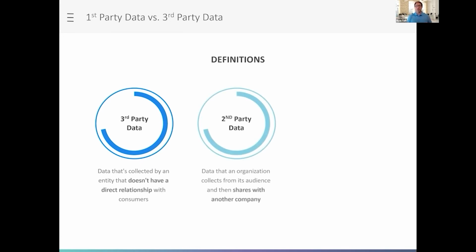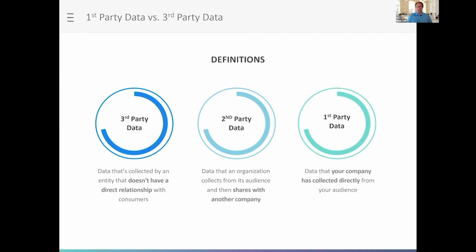Second-party data is really just data that an organization collects from its audience and then shares or sells to another company. So if you buy a list, this is an example, or if you're doing a co-promote, and together you combine your lists and you push out communications to the combined list, you're leveraging second-party data. And then first-party data. So that's data that your company collects directly from your audience. And it's even better if it's at the customer level.